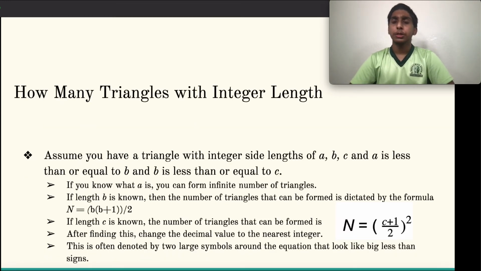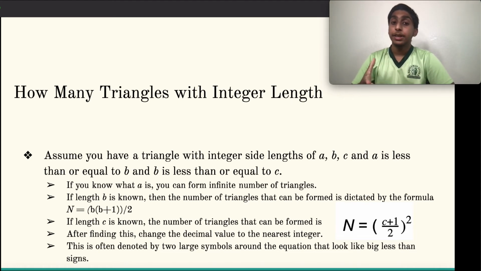Okay, let's move on to our third topic for the day. How many triangles with integer length? Assume you have a triangle with integer sides A, B, and C, where A is less than or equal to B, and B is less than or equal to C. So C is your biggest side, B is your second biggest side, and A is your smallest side, unless A and B are equal or B and C are equal. But for now, it's easier to visualize if you think A is the smallest, B is the next, and C is the biggest. If you know what A is, but you don't know what B and C are, you can form an infinite number of triangles.